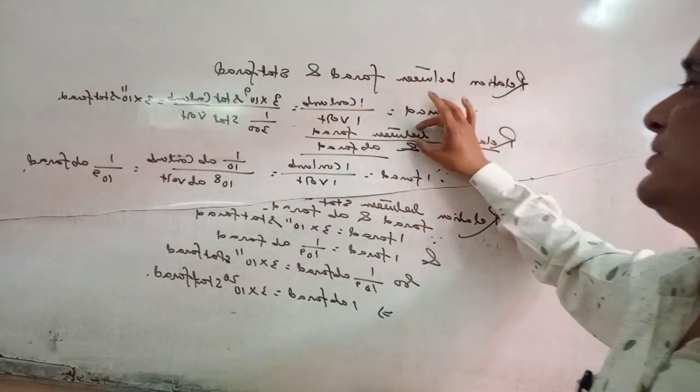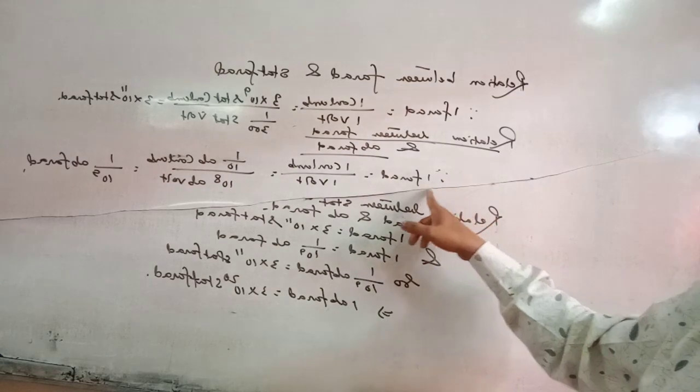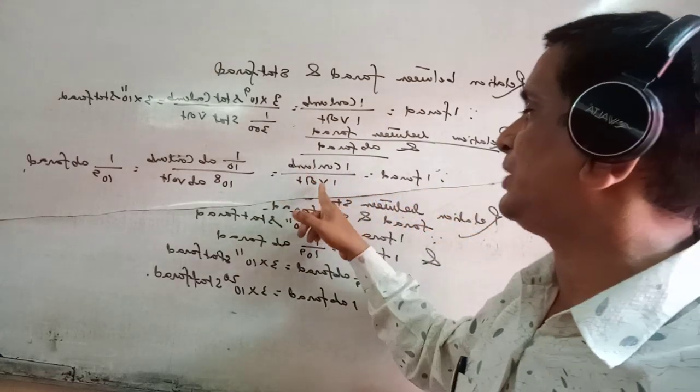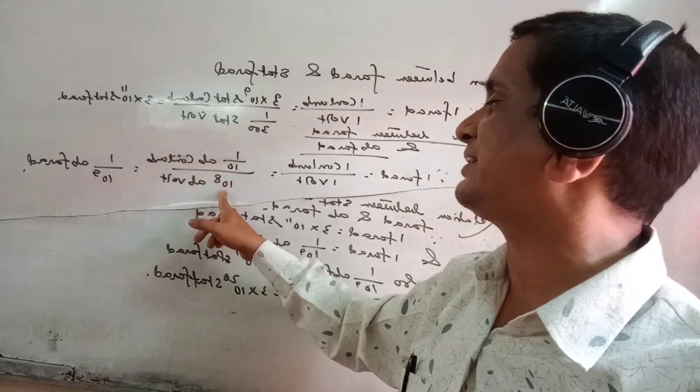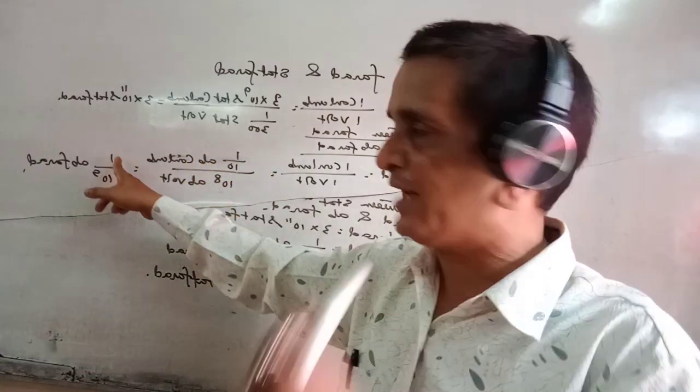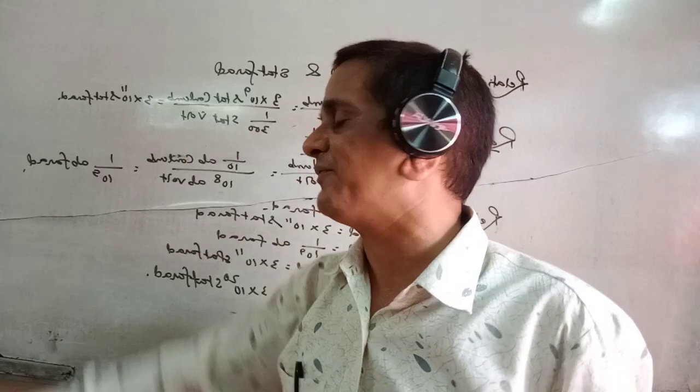Again, the relation between farad and AB farad. We know 1 farad equals how much? 1 coulomb by 1 volt. So it will be how much? 1 by 10 AB coulomb divided by what? 10 to the power 8 AB volt. And the result will be how much? 1 by 10 to the power 9 AB farad.